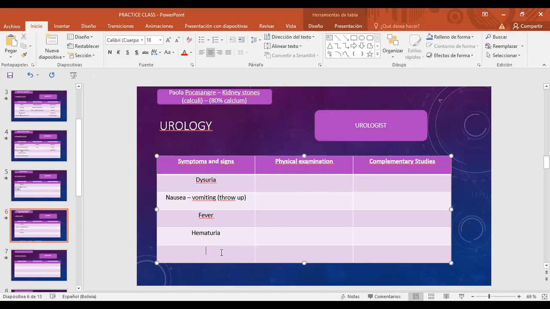So there also would be flank pain. You remember when we were talking about the quadrants of the abdomen? There was the right quadrant and the left quadrant. We have pain in those quadrants. In Spanish, it has a certain name to describe that kind of pain. So in physical examination, how would you find this patient?